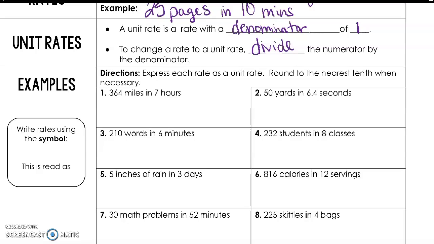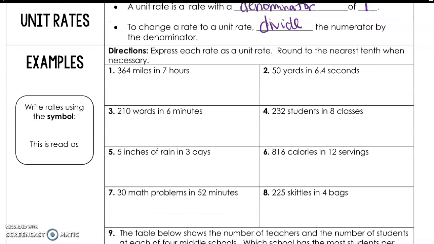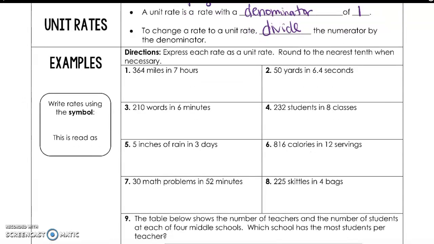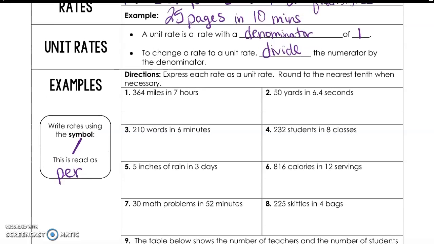It is really important that you use labels. All right, so over here it says when you do this, you're going to use this slash symbol, and you read that out loud as per. So I said when we did 25 pages in 10 minutes, we're trying to figure out how many pages per minute. So you would write pages and then the slash and then the minute.